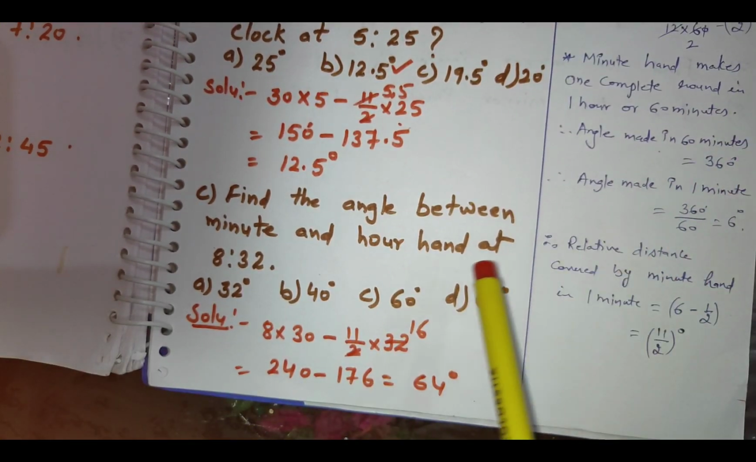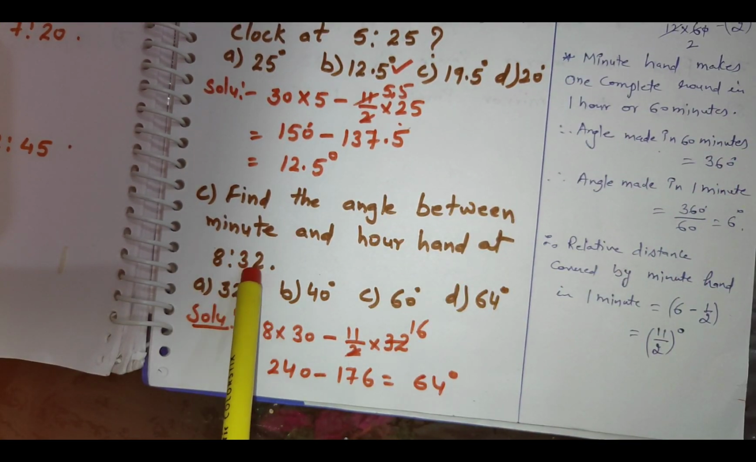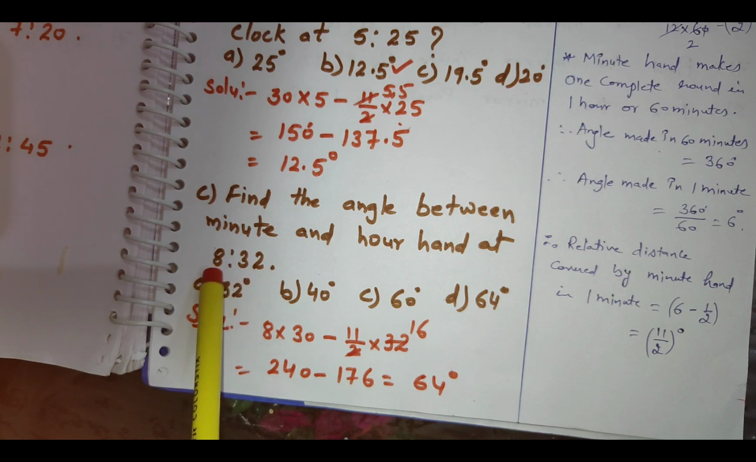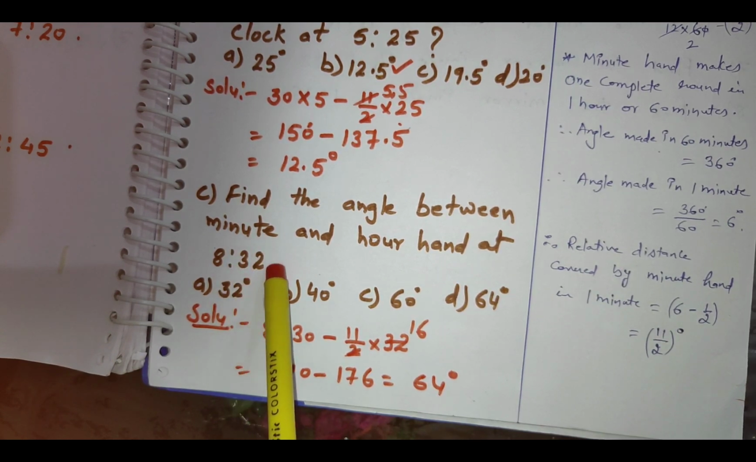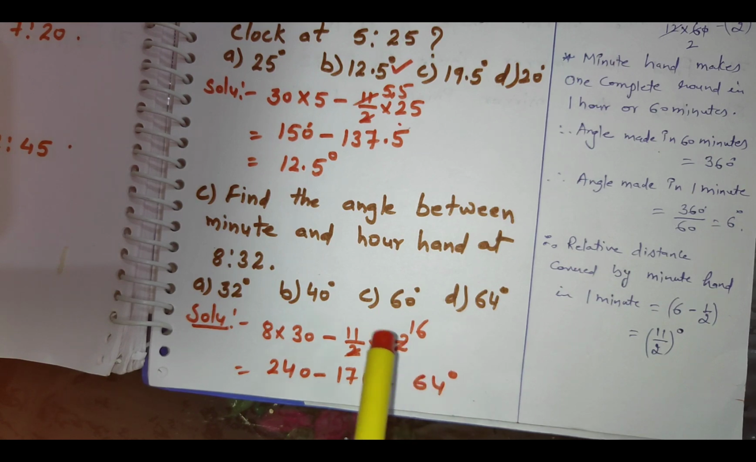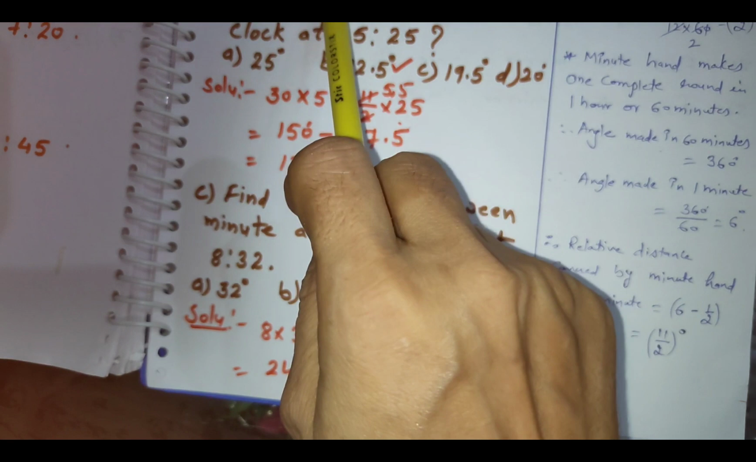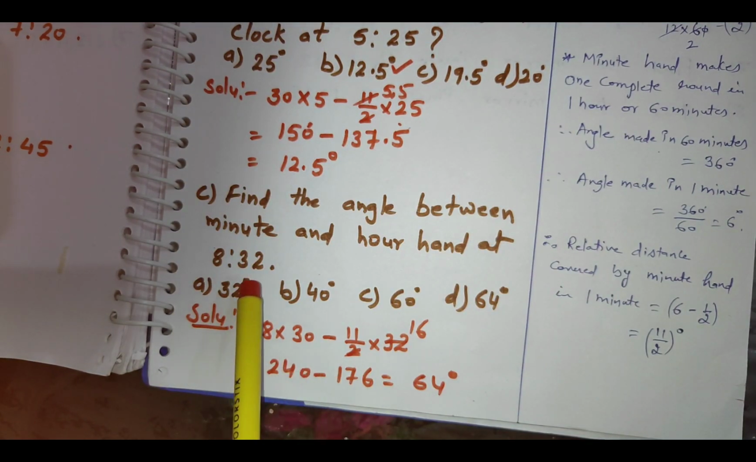Come to the next one. Here, what is the relation? Yes, 8:32 means 1:4. And just see what angle you have got. Yes, double of this. 32's double is 64. So we can come to the conclusion that whenever there is a relation of 1:5, the angle will be half of the minutes. And whenever there is a relation of 1:4, the angle will be double of the minutes, right?